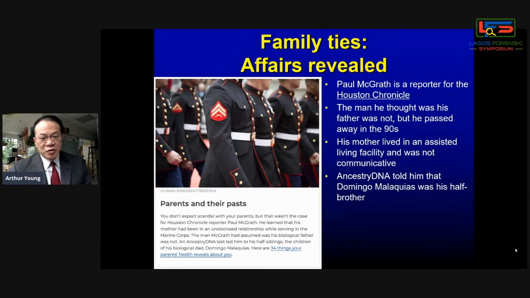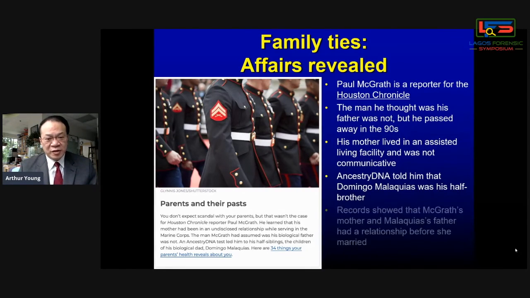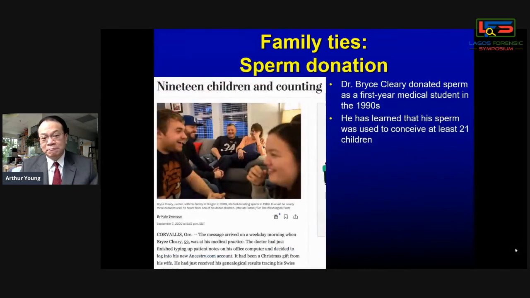Ancestry DNA told him that Domingo Malaquas was his half-brother, and when the two started communicating and comparing notes, records showed that McGrath's mother and Malaquas's father had a relationship before she married the man that Paul McGrath knew. If you ask me, my suspicion is that she was actually probably seeing both men at the time.